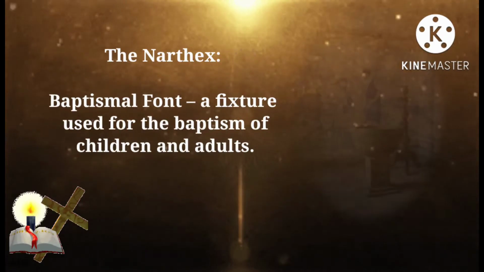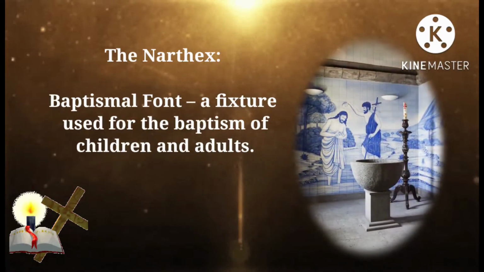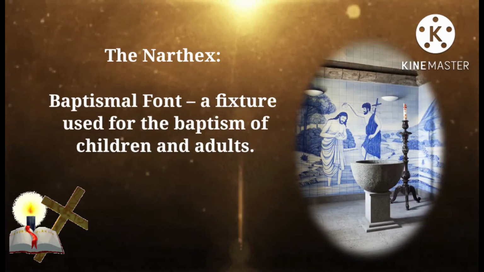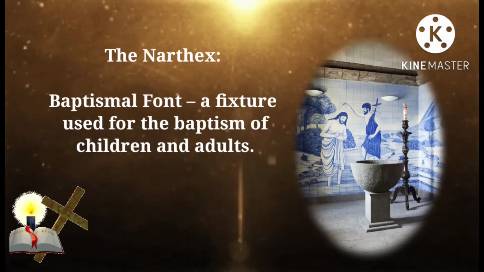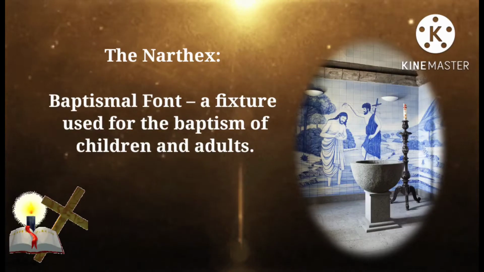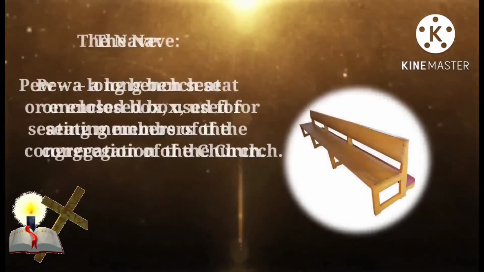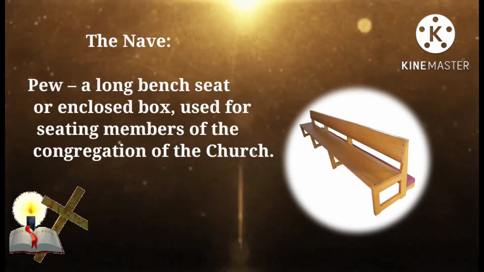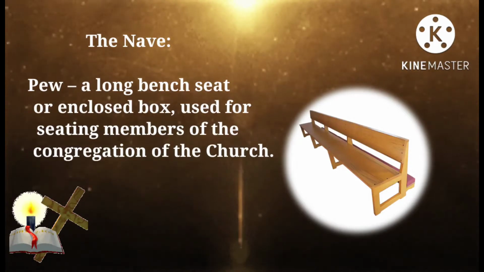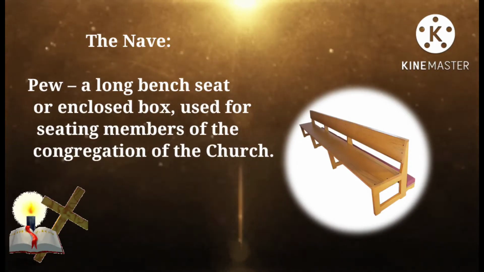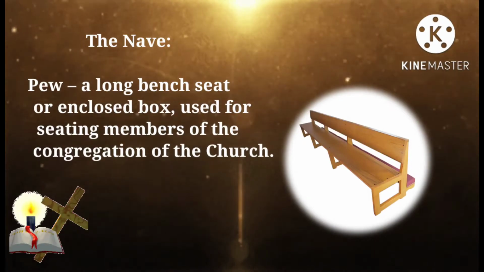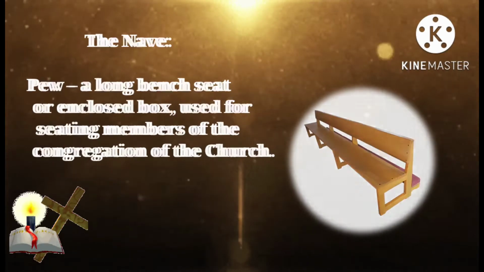The narthex is composed of the baptismal font, a fixture used for the baptism of children and adults. The nave is composed of the pew, a long bench seat or enclosed box used for sitting members of the congregation of the church.